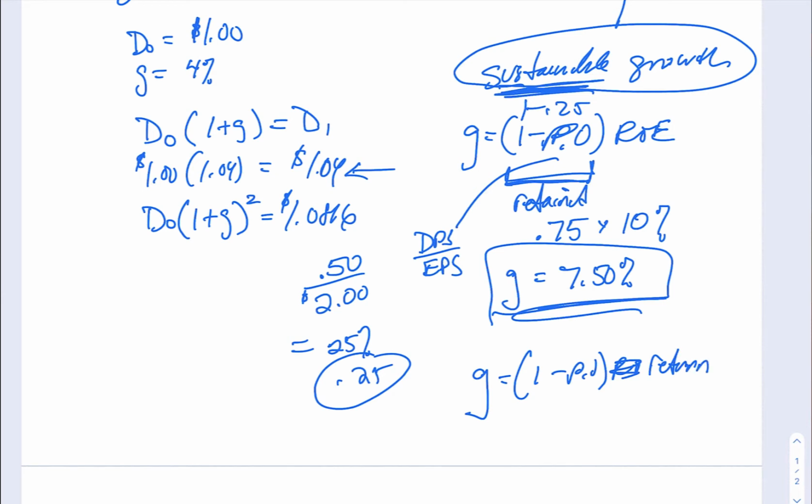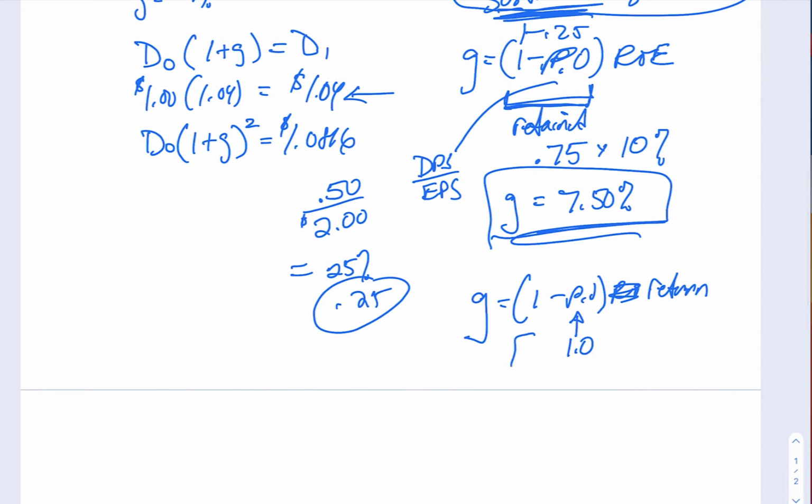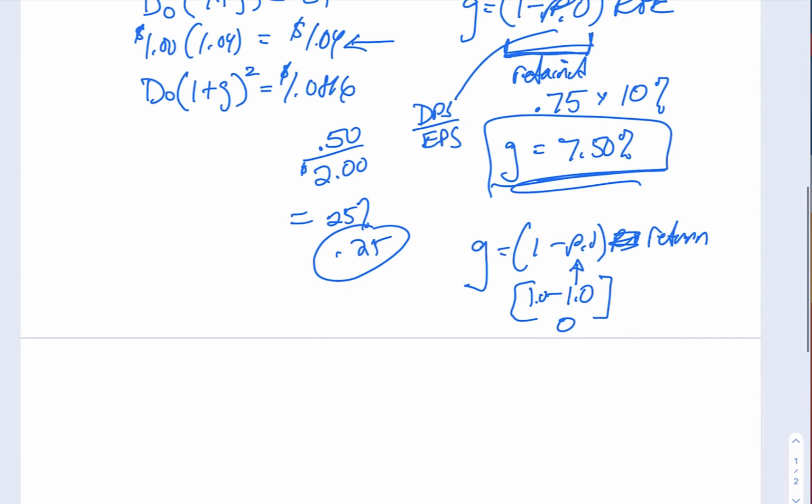And so if you withdraw out of that account 100% of your earnings each year, the payout ratio is 1. So what you retain is 1 minus 1, you retain nothing in that account. And so in terms of earnings, you multiply that by the 10%, and what's your growth rate? Your growth rate is going to be 0. And I should be careful about my decimal points here. Let me get rid of that.